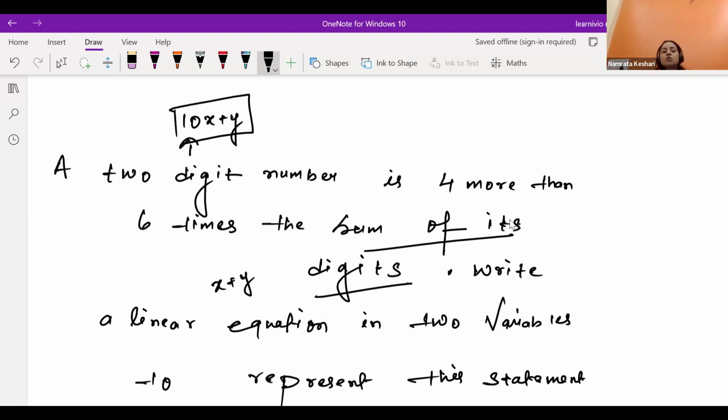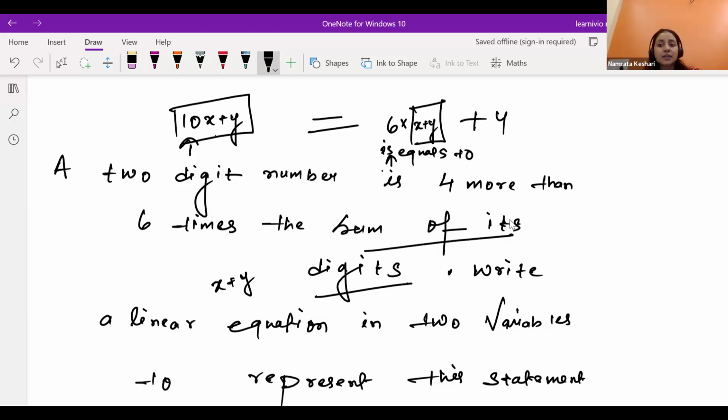Yes, ma'am. Let's read it very carefully. A two-digit number is 4 more than something. This two-digit number, 10x plus y, is equal to 4 more than 4 added to something, then what? 6 times. 6 times means 6 into the sum of its digits, that means x plus y.